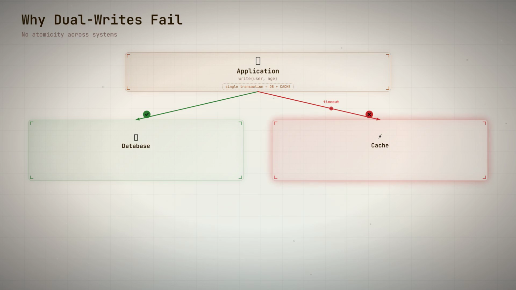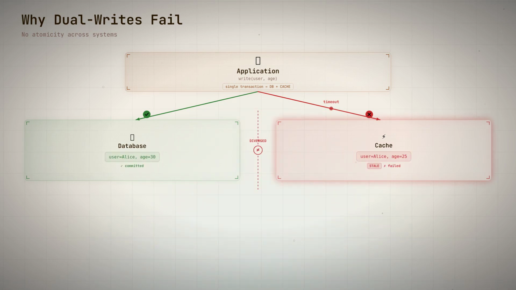So when one write fails, say the cache write times out, your database says user Alice, age 30, while your cache still says user Alice, age 25. Now they've diverged, and they'll never converge on their own. Nothing detects the mismatch. Nothing retries the failed write.